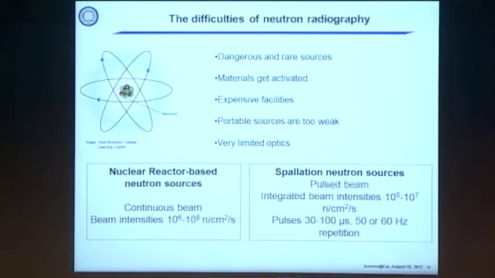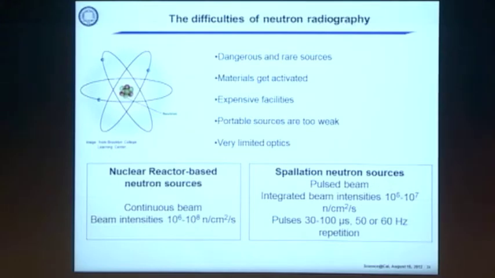It can also activate materials, so you can put some material in the beam, and that material gets activated, so it becomes radioactive. Once you activate it, you cannot take it away from the source. Some materials, not all of them. The facilities which create neutron beams are quite expensive. And compared to X-rays, the sources of neutrons are quite weak.